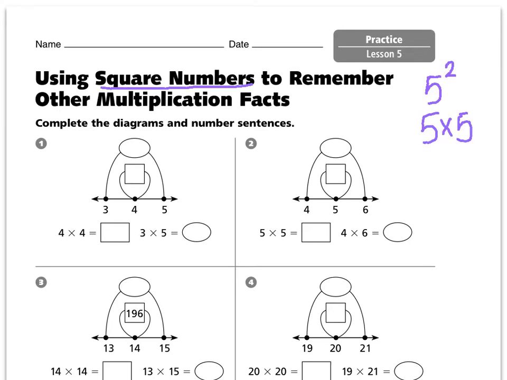You have 4 times 4, which would be your squared number, and that's going to be 16. And then you have 3 times 5, which is going to be 15. You can see that they're just one apart. You have 5 times 5, which is going to be 25. And then you have 4 times 6, which is going to be 24. Again, you can see a pattern where they're just one number apart.